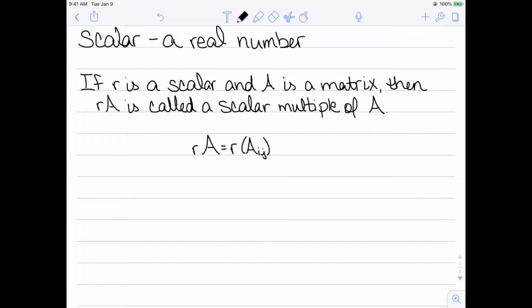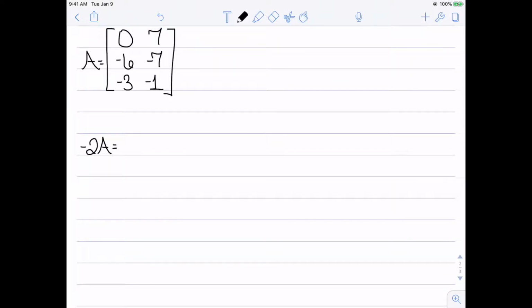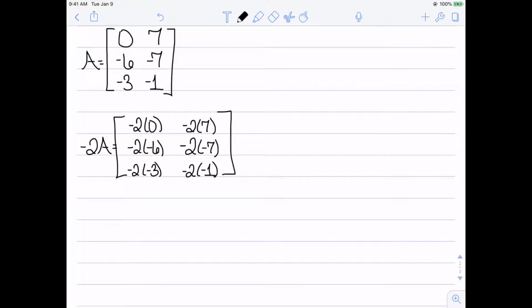So let's look at an example. Here I have a matrix A with 3 rows and 2 columns, and I want to find negative 2A. So this means multiply everything in this matrix by negative 2. So I'm just going to multiply the entire matrix by negative 2. And from there we can start simplifying. I get 0, negative 14 in the first row, 12, 14 in the second row, and 6, 2 in the third row. So now I have the scalar multiple.